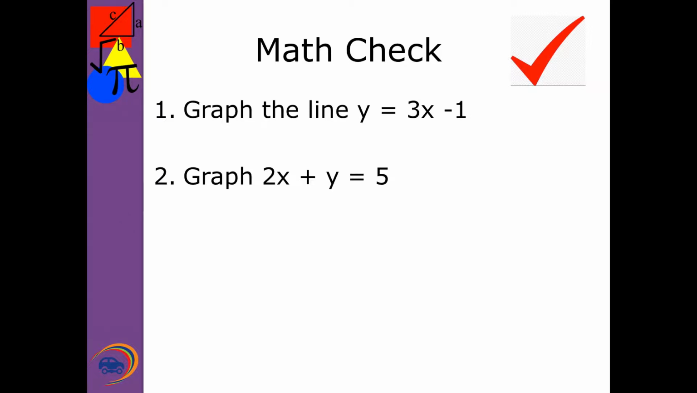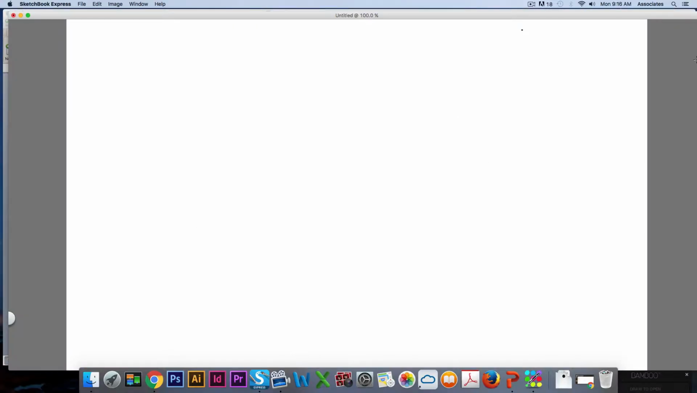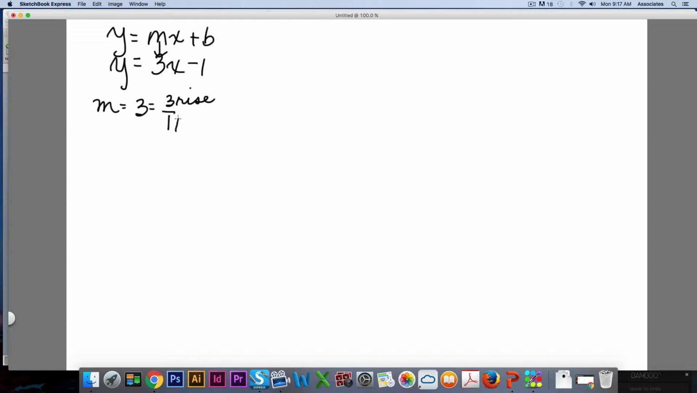Let's go to our slate, and let's see about graphing these. The first one is y equals 3x minus 1. Remember, when you graph, you need it to be in the form y equals mx plus b so that we can get the information out. First of all, m is 3. That means the slope is 3, and slope is rise over run, so I use a rise of 3 and a run of 1. This number without a variable on it is called the y-intercept, and that's where the graph hits the y-axis. So my y-intercept is -1.